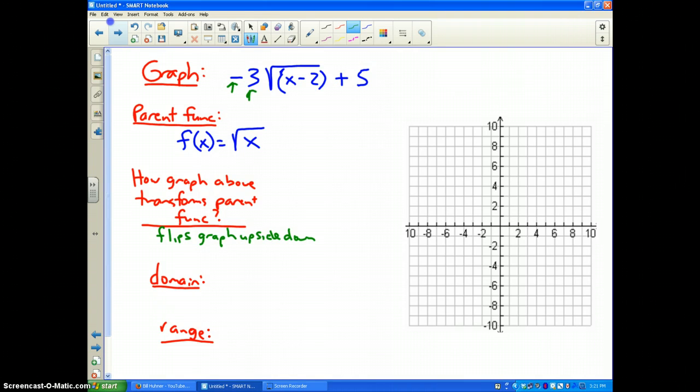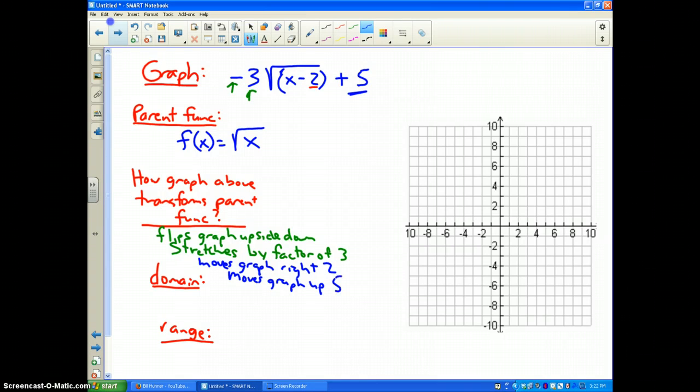What does the 3 do? It stretches by a factor of 3. What does the 2 do? The 2 moves the graph right 2. And finally, what does the plus 5 do? That moves the graph up 5.